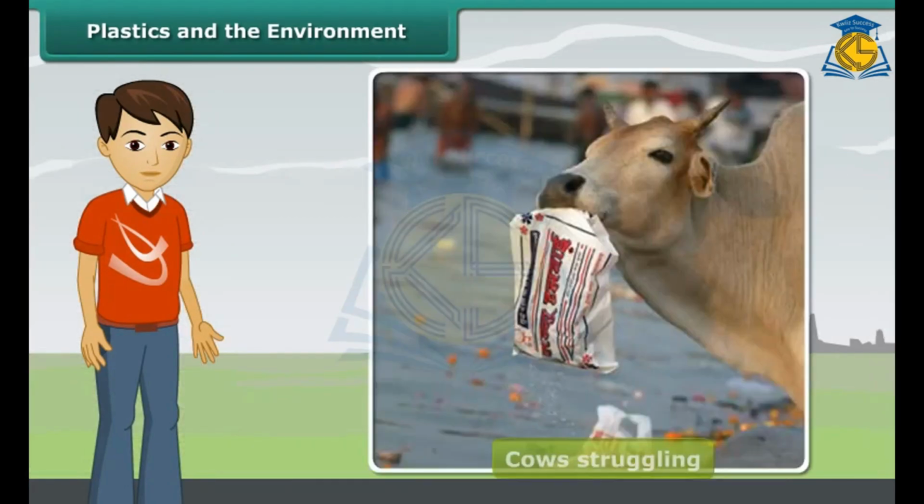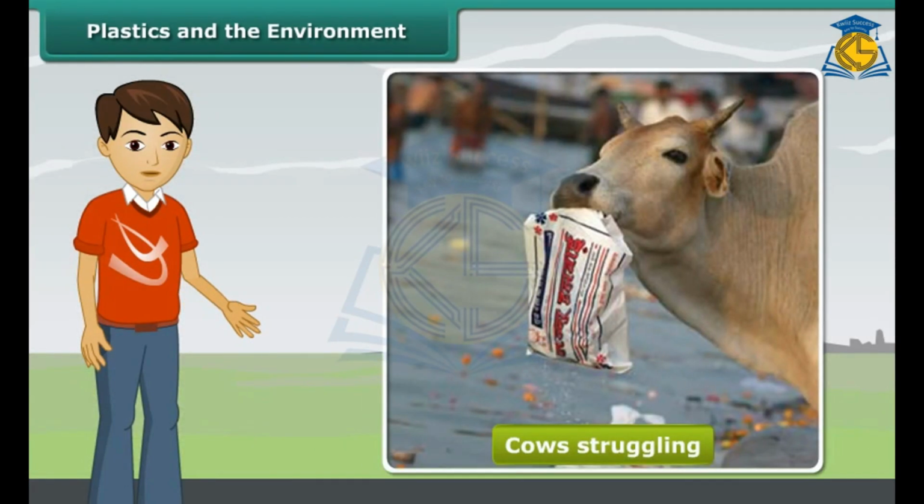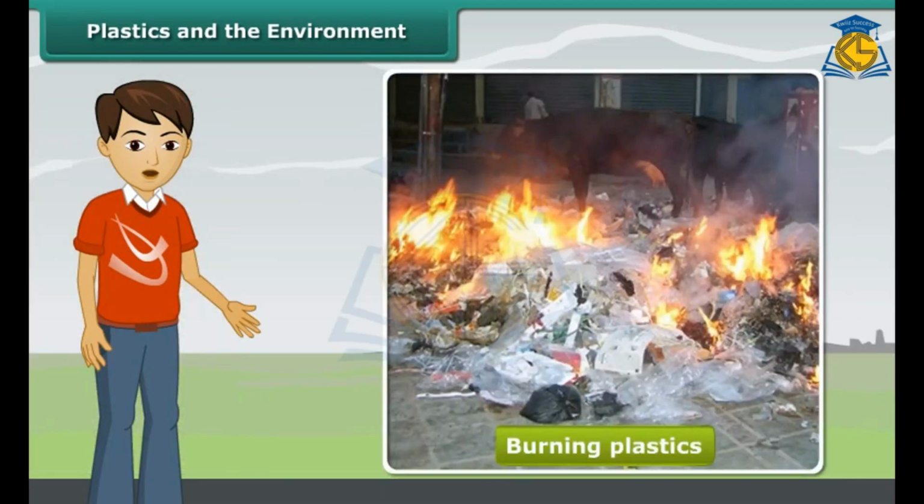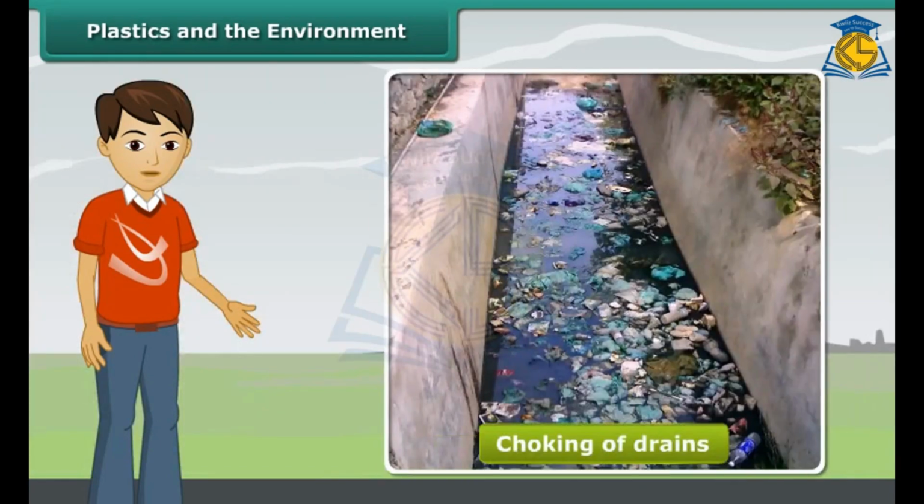You must have seen cows struggling to take out food from the plastic bags thrown near the garbage heaps. They end up eating the plastic bags as well. It can choke their respiratory tract or form a lining in their stomachs, causing their death. On burning plastics, it releases toxic fumes into the atmosphere. Other plastic menace is the choking of drains, which leads to their overflowing and flooding during the rains.